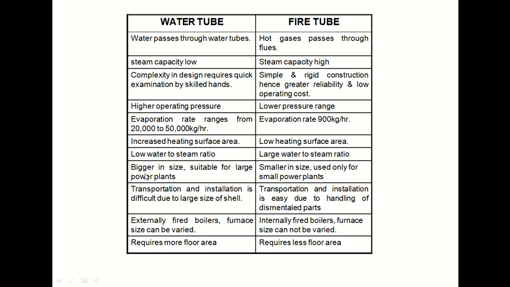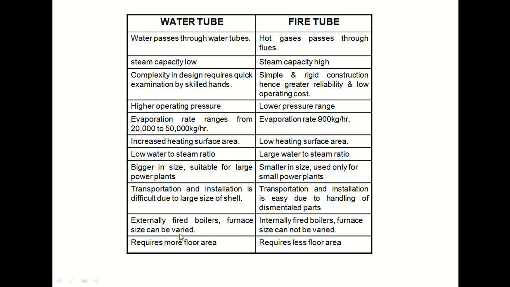Water tube boilers are bigger in size, suitable for large power plants, and fire tube boilers are smaller in size, used only for small power plants. Transportation and installation is difficult due to the large size of the shell for water tube boilers, and transportation and installation is easy due to handling of the dismantled parts of fire tube boilers.